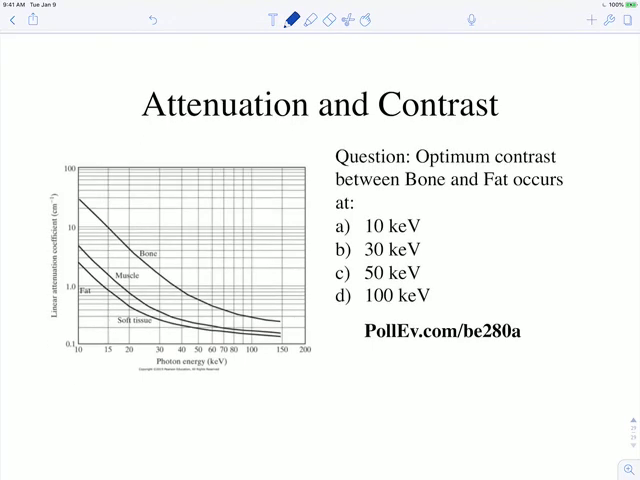This is the question I want to leave you with, and we'll pick up with this on Wednesday. Given this curve, and you want to get the maximum contrast between bone and fat, what energy should you be operating at? That's your first design problem for the quarter: you have a choice of these four different energies. Which one should you pick? I'm going to leave you with that question, and we'll talk about it at the beginning of class on Wednesday.